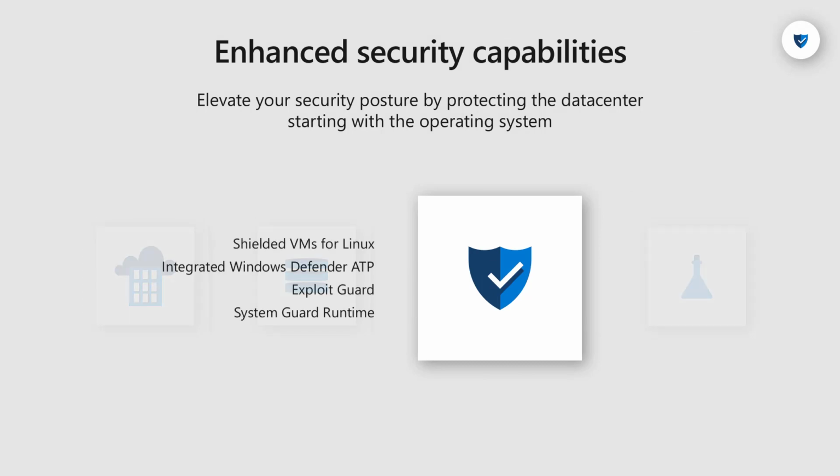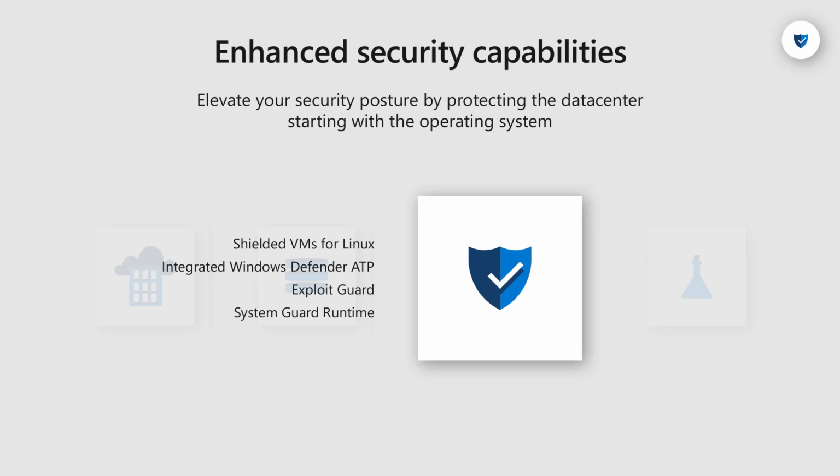Enhanced security capabilities. Let's talk about this topic. We now have shielded virtual machines also for Linux guests, so we can run Linux guests in shielded virtual machines. And we have the Windows Defender Advanced Threat Protection. Windows Defender was introduced for Windows Server in Windows Server 2016. Now we have integrated the Defender Advanced Threat Protection, a really powerful engine, and we can have behavior-based recognition of malware, like we know it from the client. But in Windows Server, it's included by default.